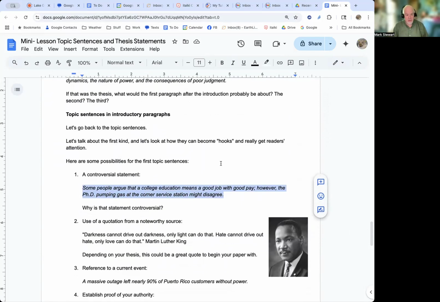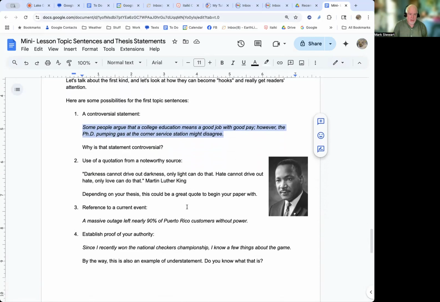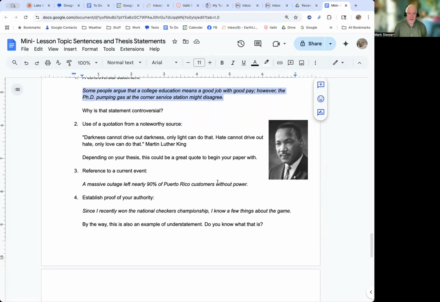However, the PhD pumping gas at the corner service station might disagree. That's not an argument, but it is sort of interesting. The guy has a PhD and he's pumping gas? Why? What's going on here, right? So that might grab somebody's attention. Then another one would be a quotation from somebody famous, somebody that people are going to respect.